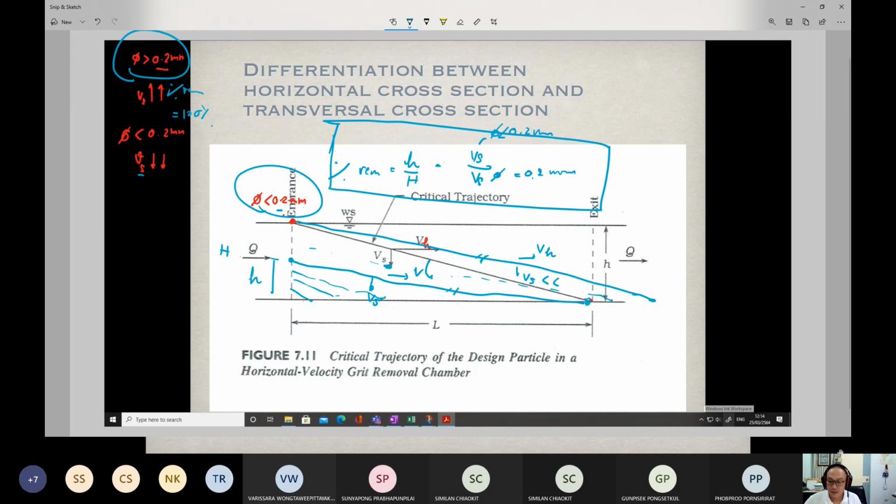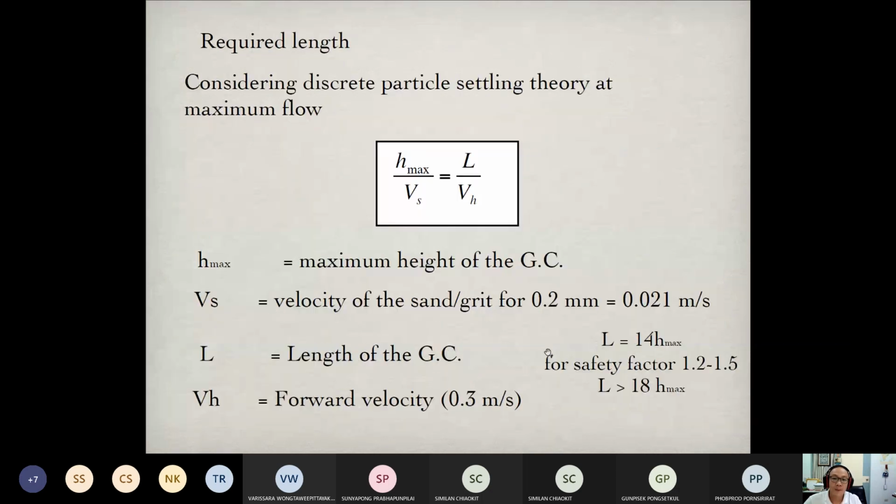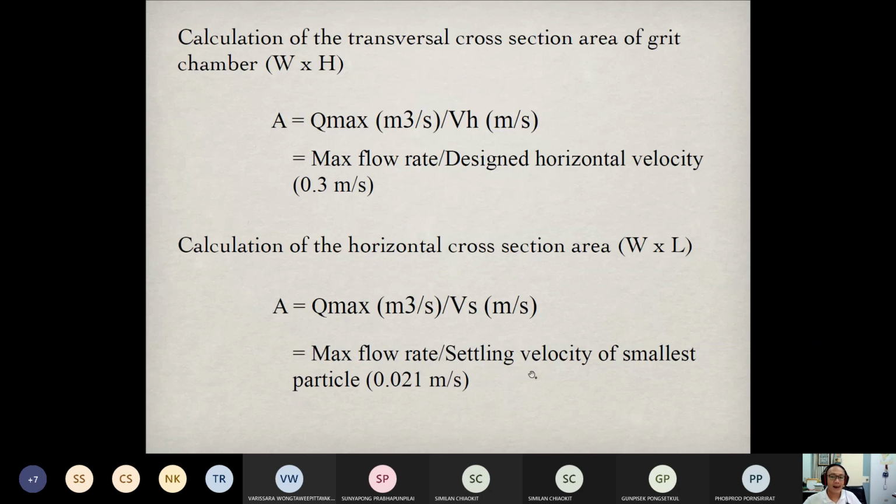And then, that is why. So I'll just check the time. Wait a moment.